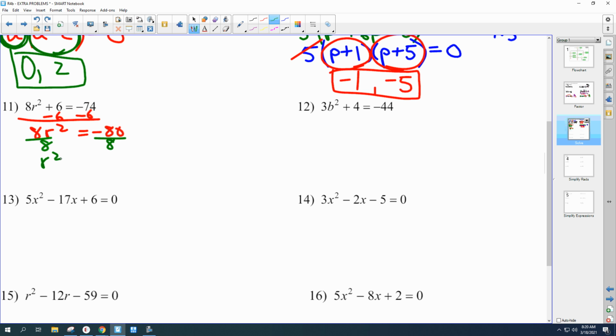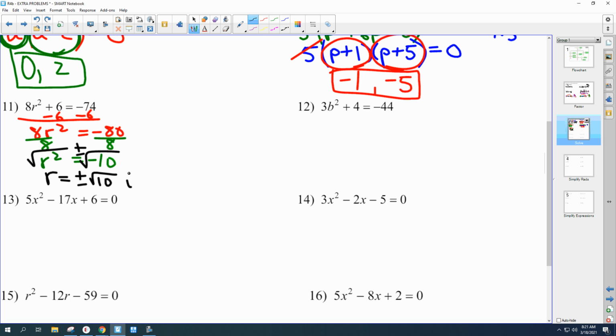R squared equals negative 10. We're going to square root both sides. You have to do a plus or minus. That's one thing you have to remember. When you square root both sides, you take plus or minus. That's going to give me r equals plus or minus square root of 10 with an i on it. Remember, square root of a negative is going to be imaginary. So just put an i there.